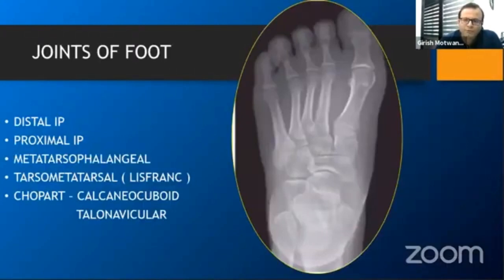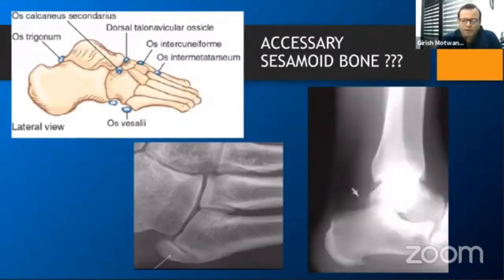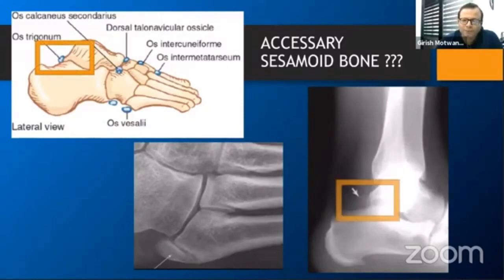You also have to look at each and every joint. For example, you can see here the IP joints, proximal and distal, the metatarsophalangeal joint, and the Lisfranc joint, which is very important to discuss whenever we are discussing the joints of the foot. The Chopart joints, the calcaneocuboid joint and the talonavicular joint are also important when you are looking at joint imaging. Also, as I said, one should not forget the presence of accessory and sesamoid bones, because in 14 to 20% of individuals you get this kind of bone, and these are exactly normal bones.